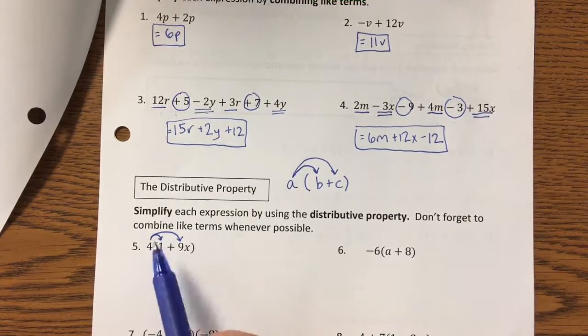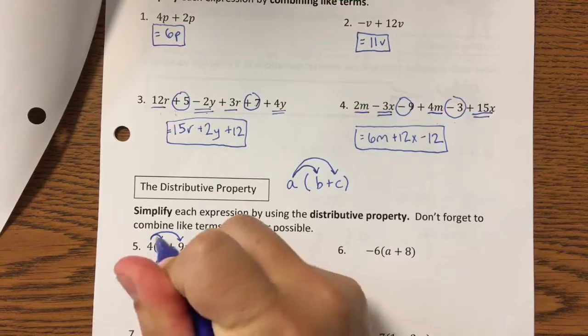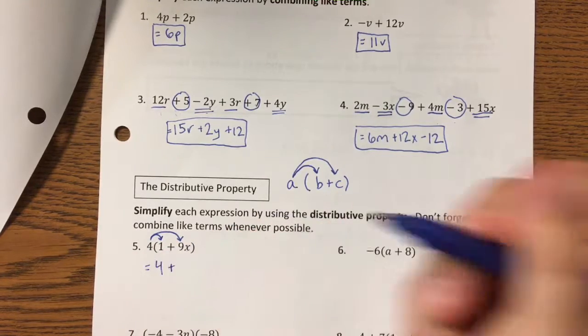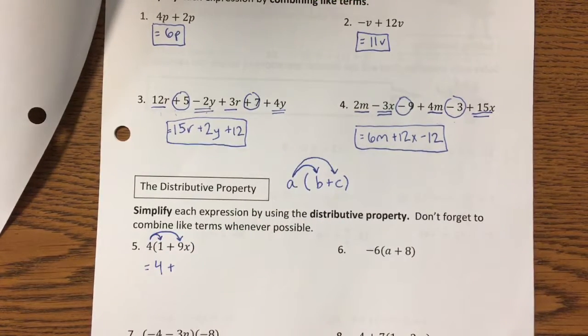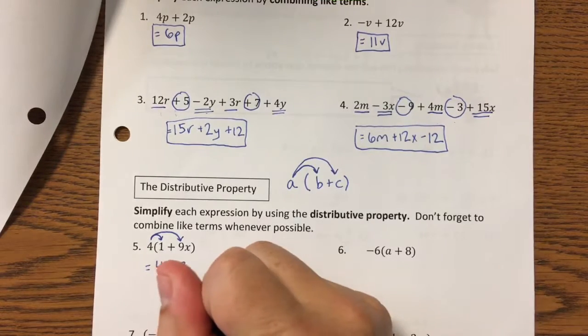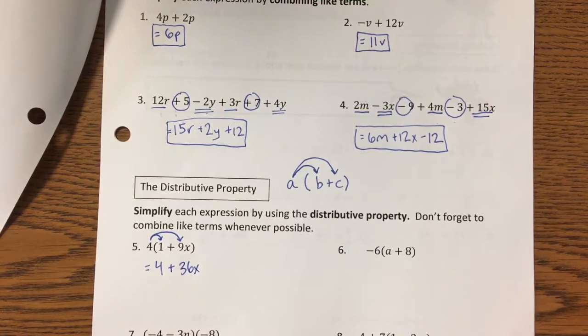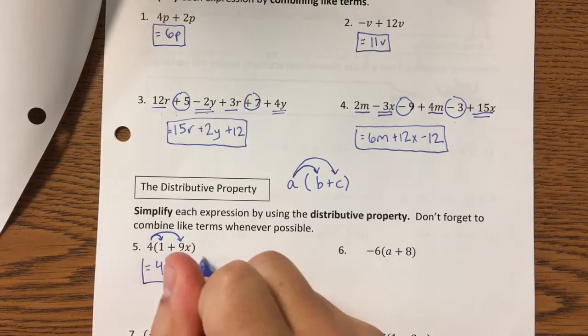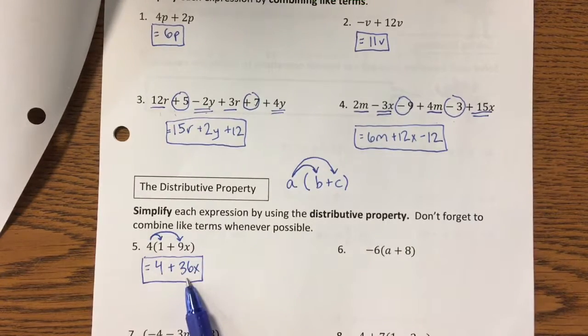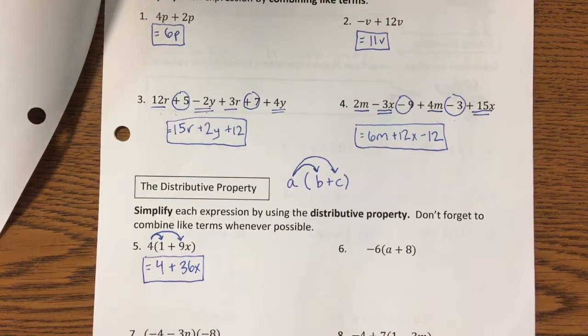So when I multiply this, 4 times 1 is 4. 4 times 9x is 36x, and there you go. Nothing to combine here because 36x has an x and this one doesn't. So the constant, you're never going to combine with a coefficient with a variable.